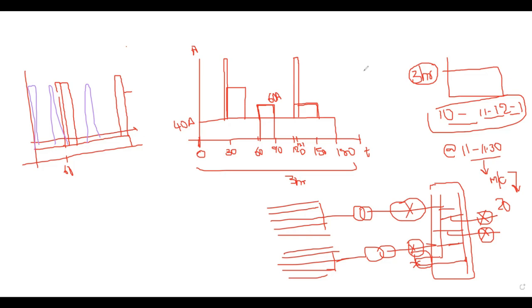After developing this duty cycle, you calculate the ampere-hour capacity of the battery required to withstand or to supply the load that you mentioned in the duty cycle. Then you finalize the battery capacity, like 100 Ah or 200 Ah. You know we have different types of batteries like Exide, Amaron, all these, right? So you select one 100 Ah battery.